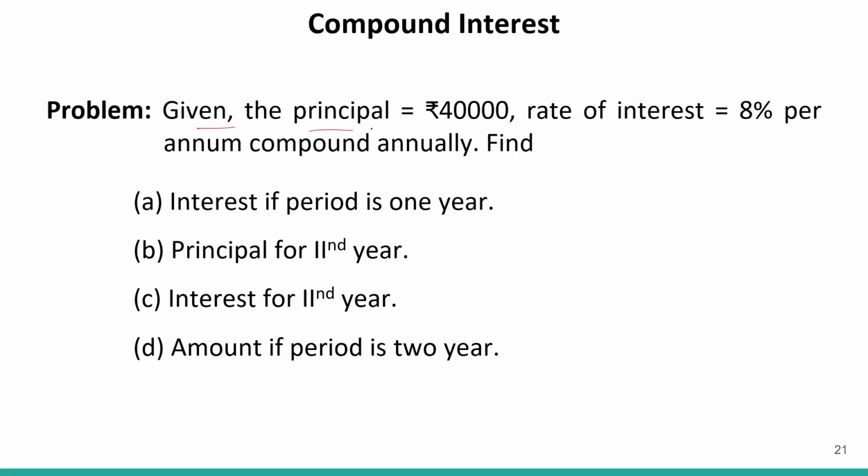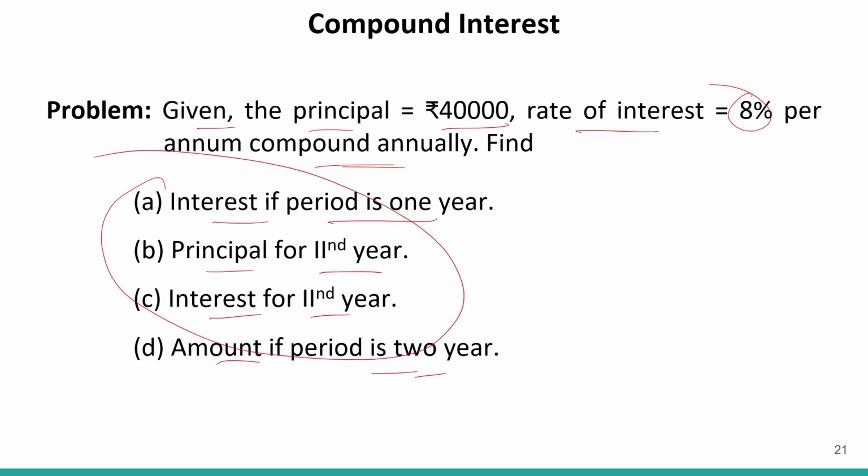Given the principal is 40,000 and the rate of interest is 8% per annum compounded annually. Find the interest if the period is 1 year, the principal for the second year, the interest for the second year, and the amount if the period is 2 years. So we want to calculate all of these. What will be this? What will be this? And what will be this?